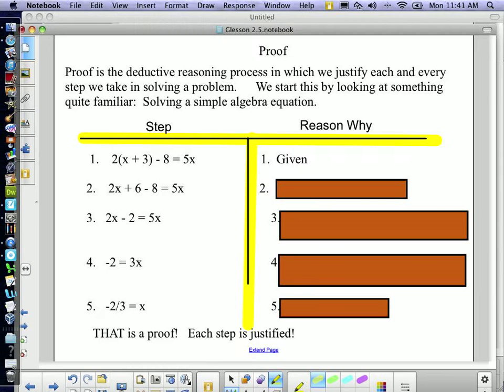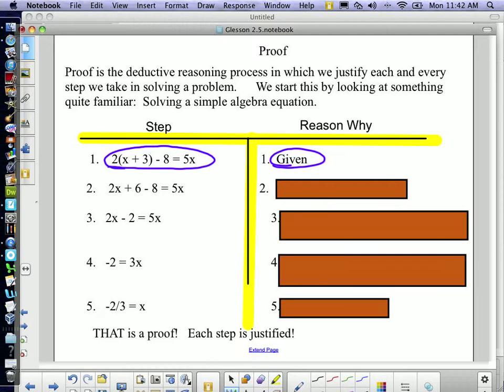Now, we start out with the equation that we are given. In this case, my equation is 2 times the sum x plus 3 minus 8 equals 5x. And my reason for my first step is given. Notice each step is numbered. I would expect that you're numbering your steps as well. Step 1, step 2, step 3, step 4, step 5. Sometimes there'll be 5 steps, sometimes 2 steps, sometimes 7. It's all going to depend on the particular equation.